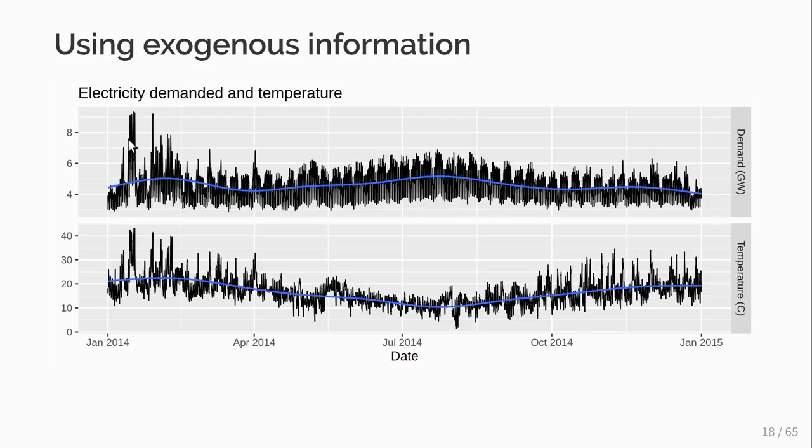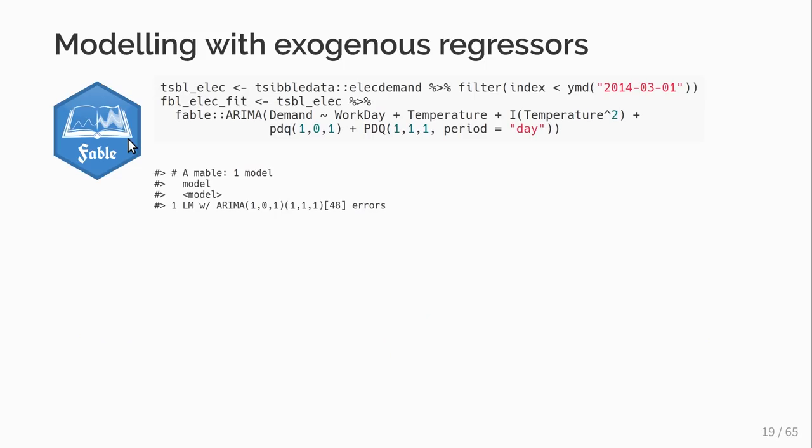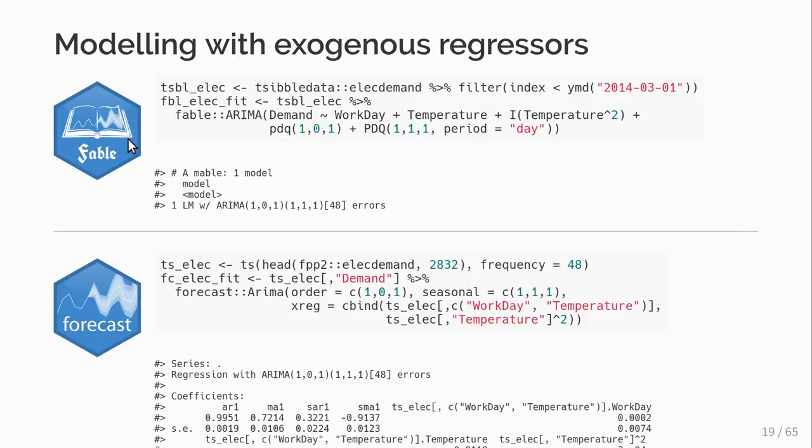So we want to use temperature as a relationship non-linearly to fit our model. To do this, we need to use an ARIMA model because exponential smoothing can't include exogenous regressors. And the model that we've specified here has a linear workday effect, temperature, and temperature squared. And then I've also included an ARIMA specification. So this is giving us a dynamic regression with ARIMA errors, but a linear model with ARIMA errors. The interface with forecast gets a little bit troublesome when you're working with xregs because it expects everything in matrices.